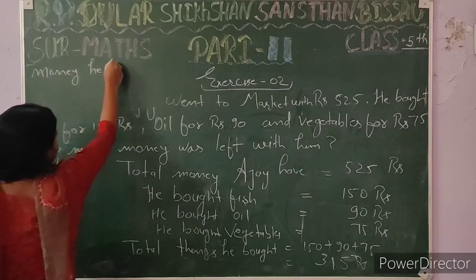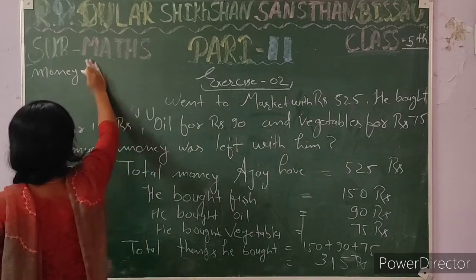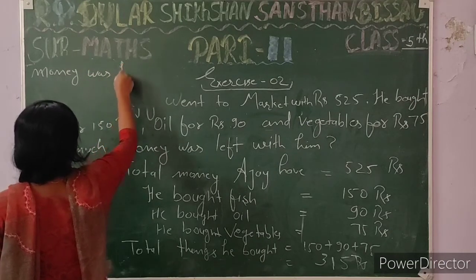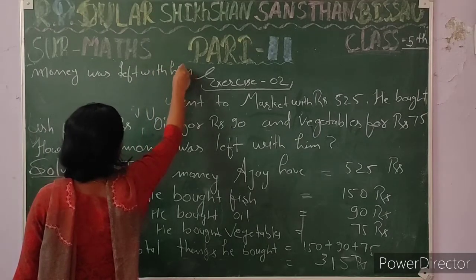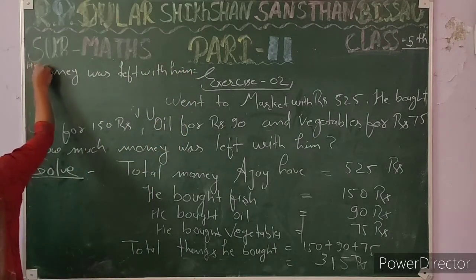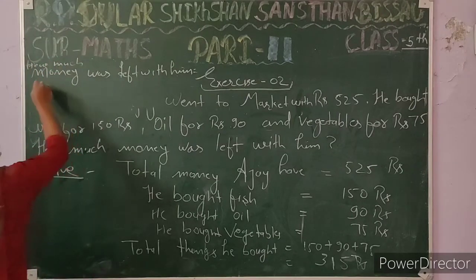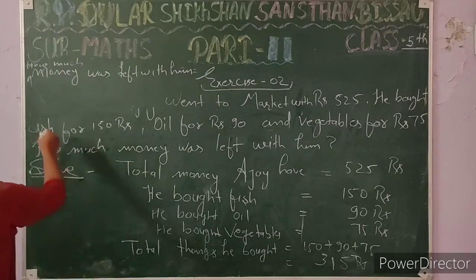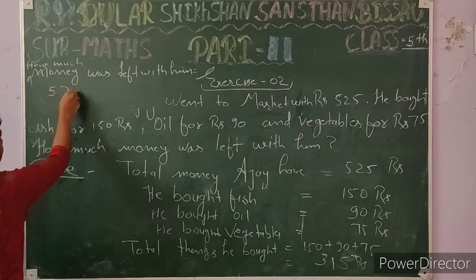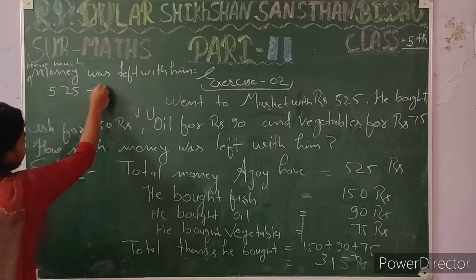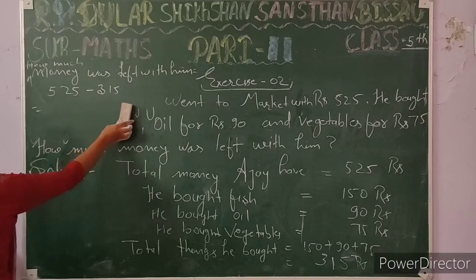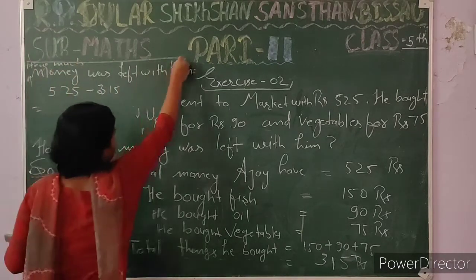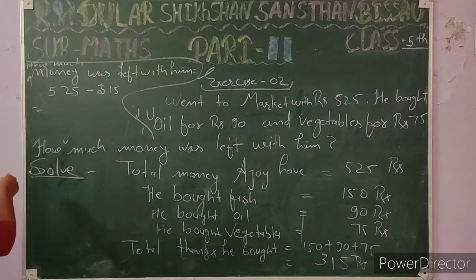Money was left with him. We can write here how much money. Students, write here also that how much money was left with him. You can do here total subtracted by 525 minus 315. Okay students, so your answer will be, look here, easily you can see there 525 minus 315.